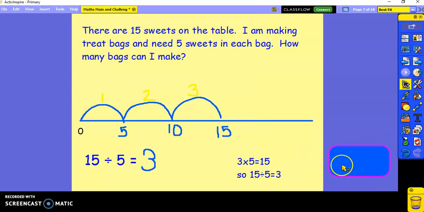So maybe some of you already knew the answer without doing the workings out because you'd used your multiplication facts, which is fantastic. But I would like to see those jumps shown on your number line today, just to prove it to me. You can always write a note on your work to say, I already knew the answer because I used my times tables, but I checked it with a number line.